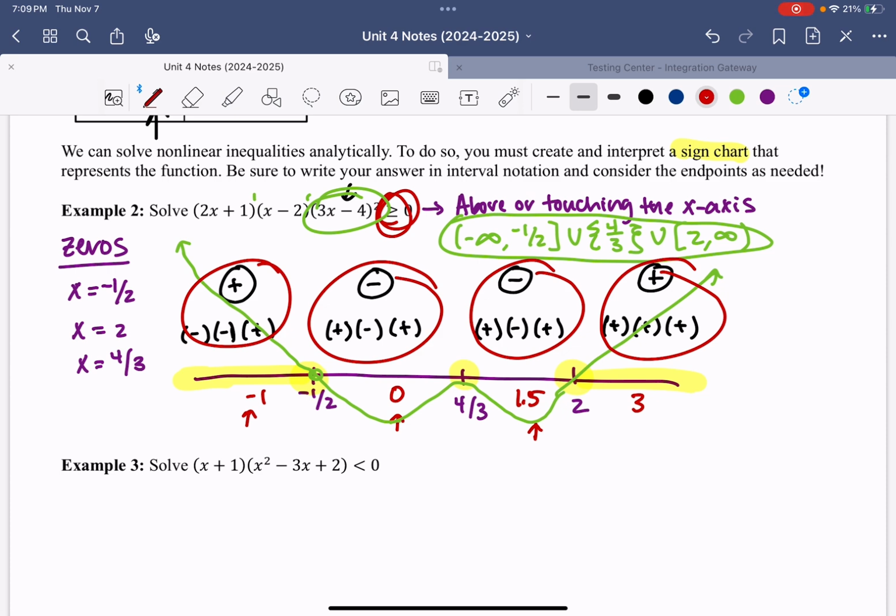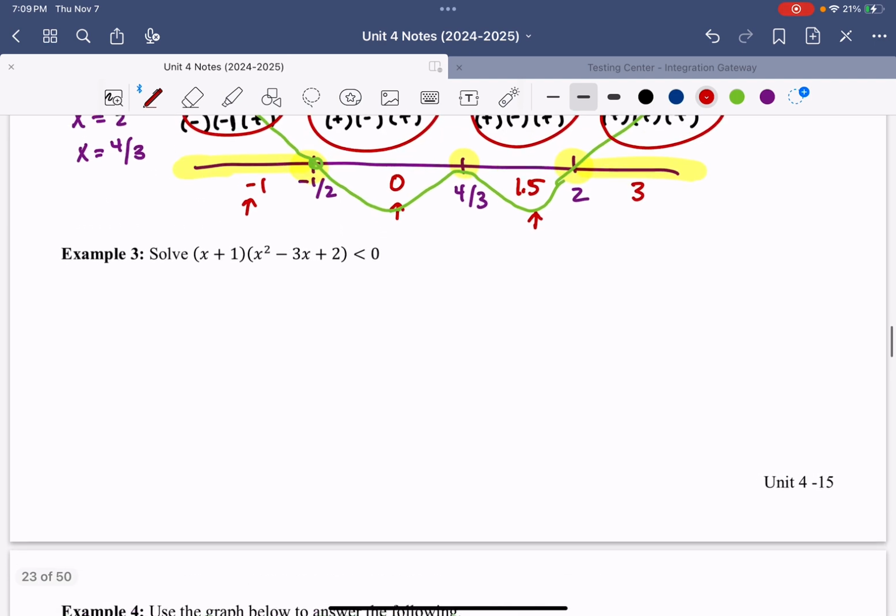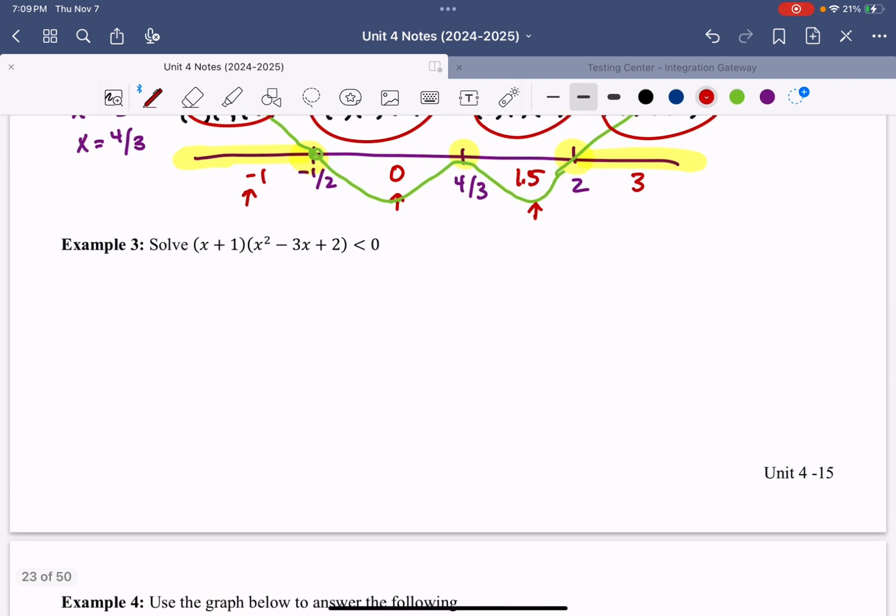Okay, last example we're going to look at, same thing. We have another polynomial that we're going to look at, and this time we're looking to see where it is less than 0. So we are trying to figure out where this is below the x-axis.